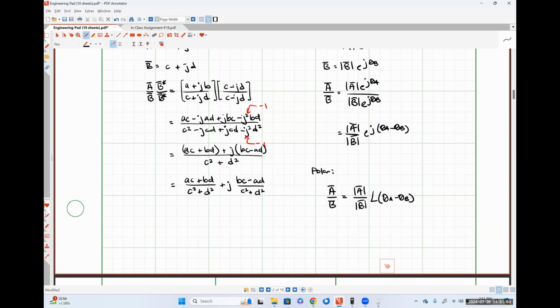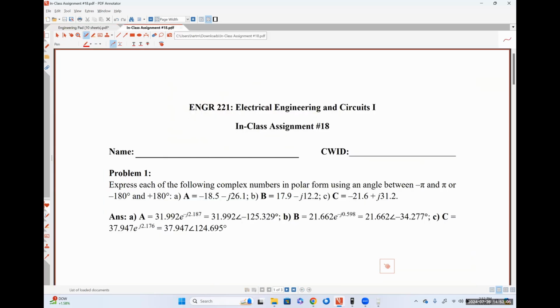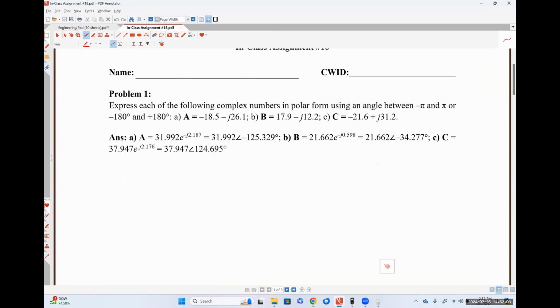Okay, so before we move on from this, are there any questions? All right, so let's look at the in-class assignment. For problem 1 here, you are asked simply to express each of the following complex numbers in polar form, where our angle is between negative pi and positive pi radians, or negative 180 degrees and positive 180 degrees.